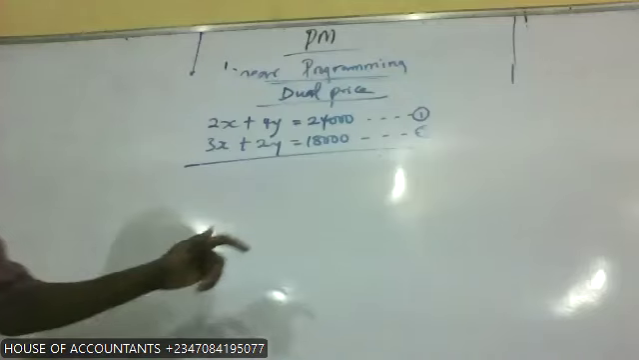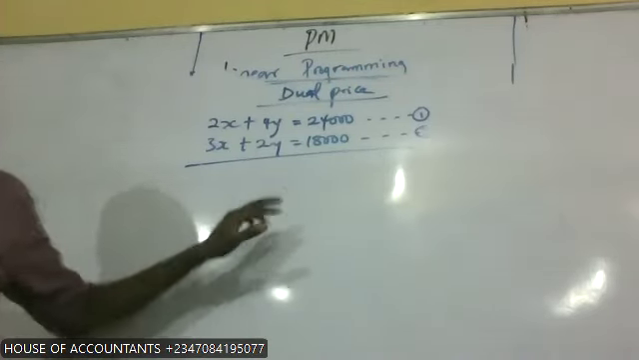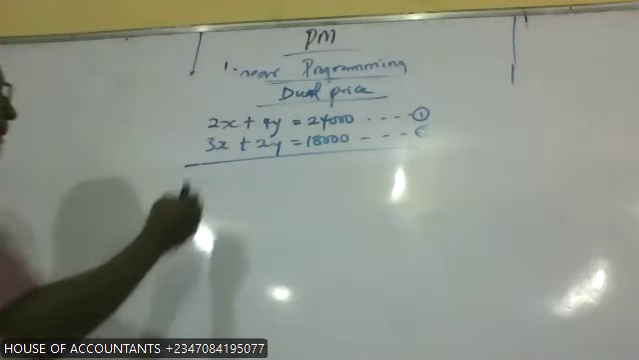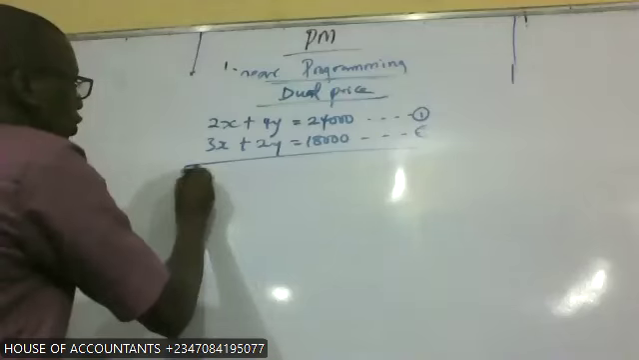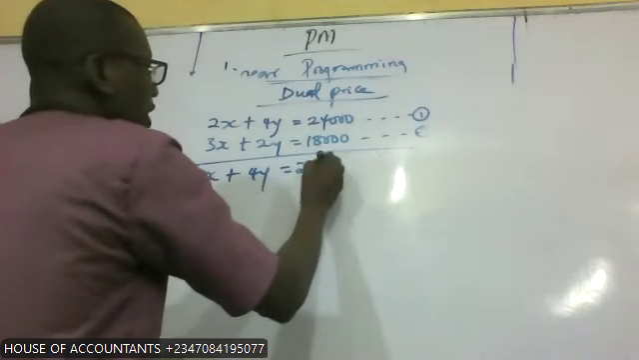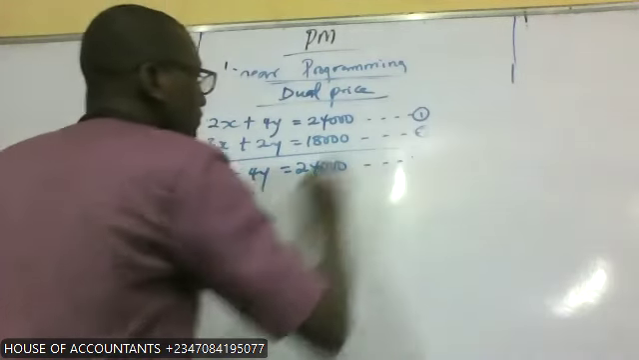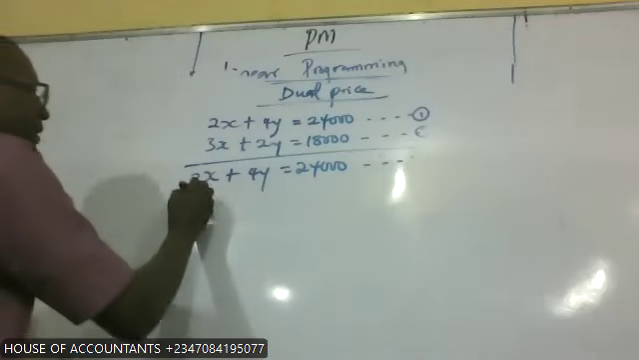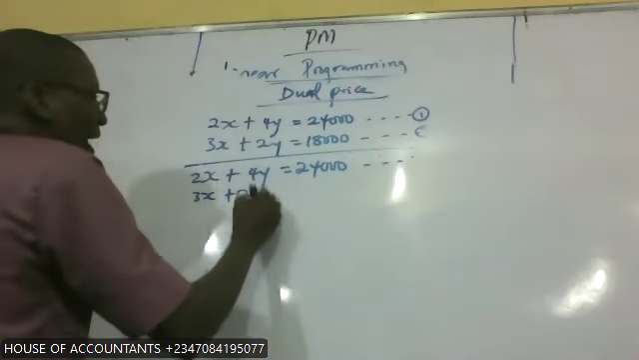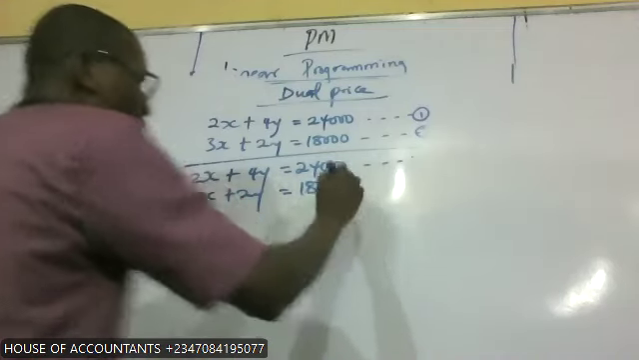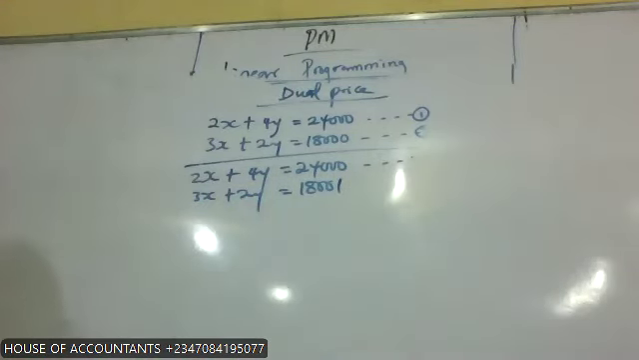So the equation remains the same thing. We have done the first one. We will now repeat almost the same thing. We will say equation 1: 2x plus 4y equals 34,000. Equation 2: 3x plus 2y equals 18,001. Do we understand that?